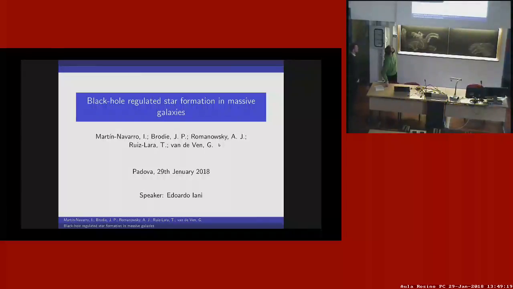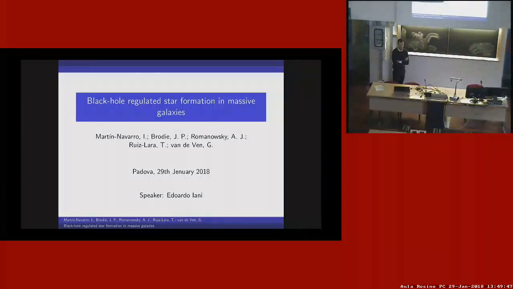So, our second speaker. Allora, Edoardo Iani, black hole regulated star formation in massive galaxies. Thank you. So good afternoon to everyone. For today's Journal Club, I'll present you a very recent paper that has been published in Nature at the beginning of this month by Martin-Navarro and Brodie, and the title of which is Black Hole Regulated Star Formation in Massive Galaxies.